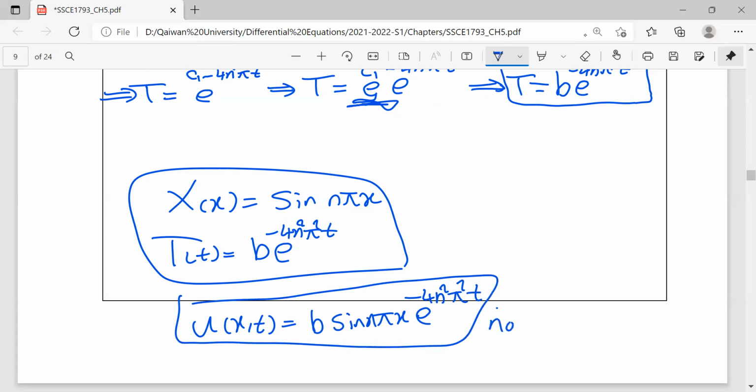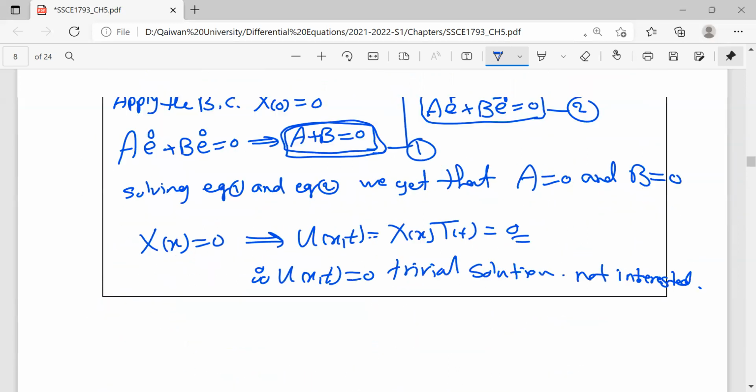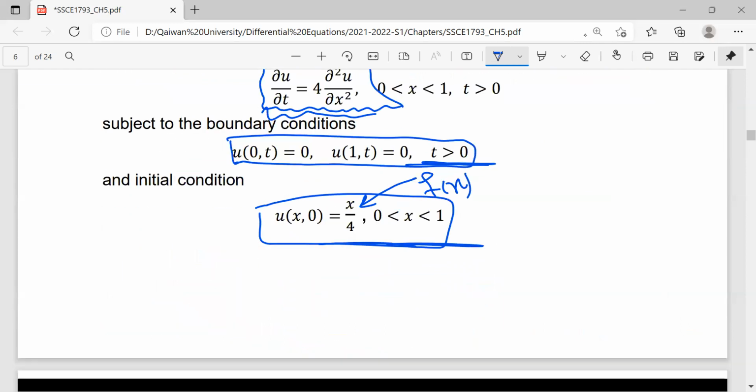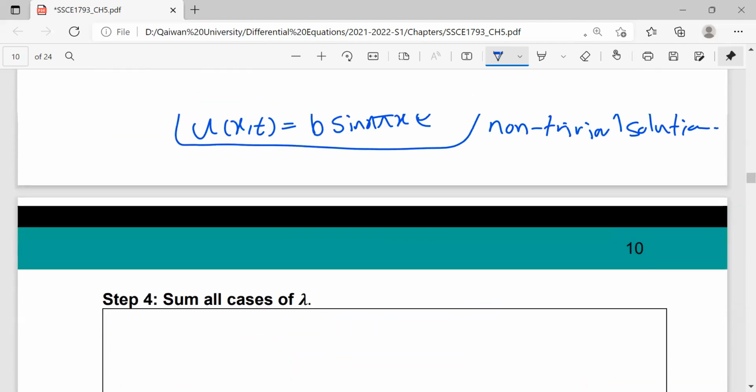This is a non-trivial solution, so it's accepted. Now we work on this one to find the value of b. We must find the value of b. How? We can get it from the initial condition. This is the initial condition. We have given that u of x,0 equals pi over 4.